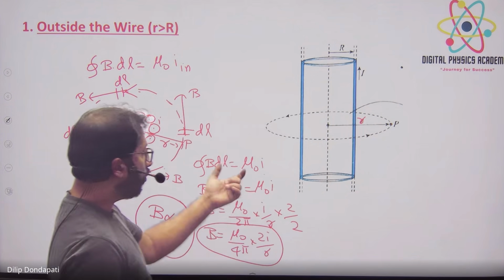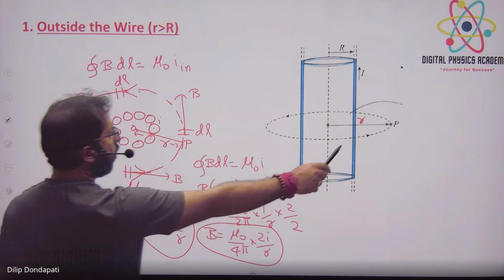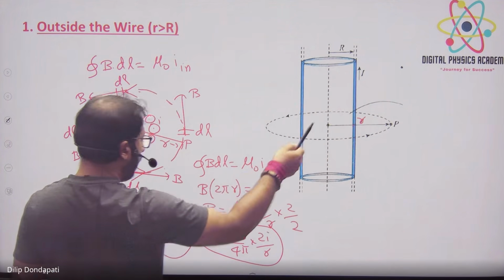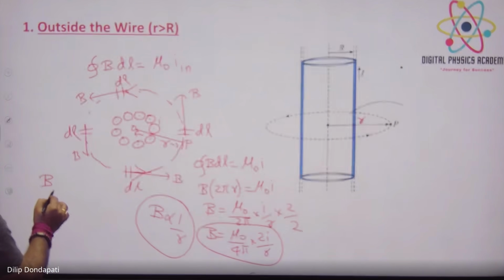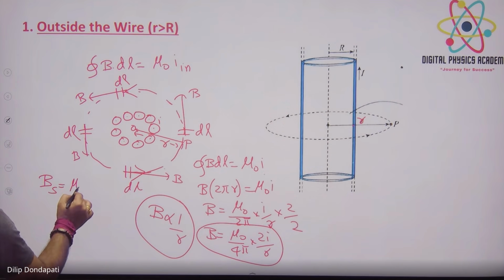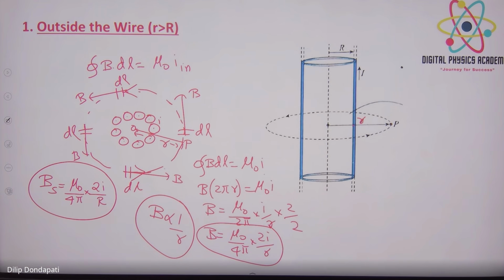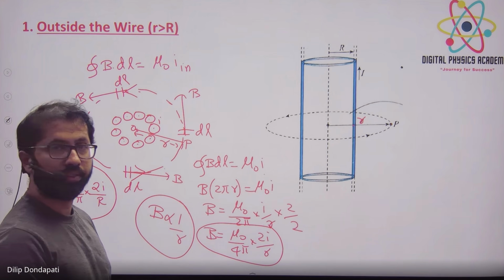Can you tell me how much it will be on the surface? When the point P is on the surface, small r will become capital R. Substitute: on the surface, mu naught by 4 pi into 2I by capital R.